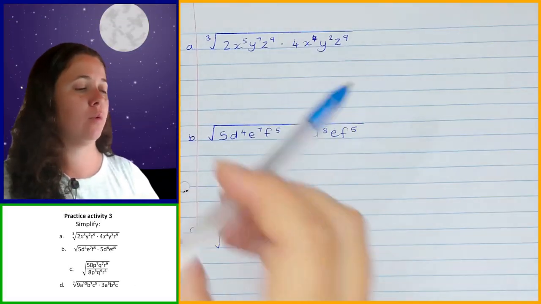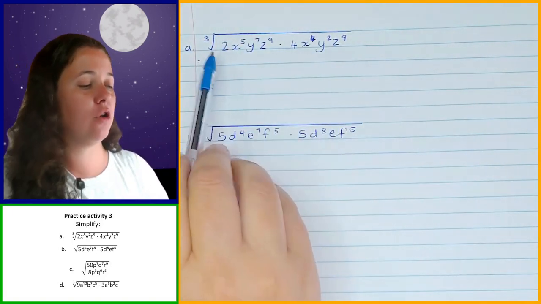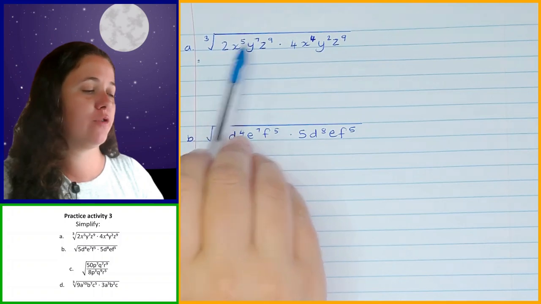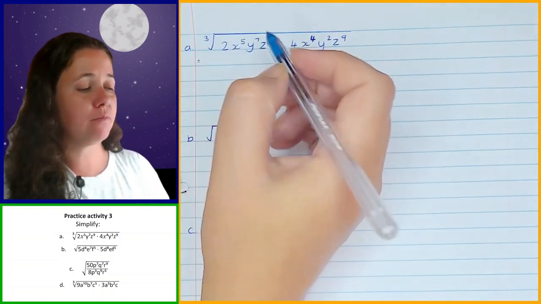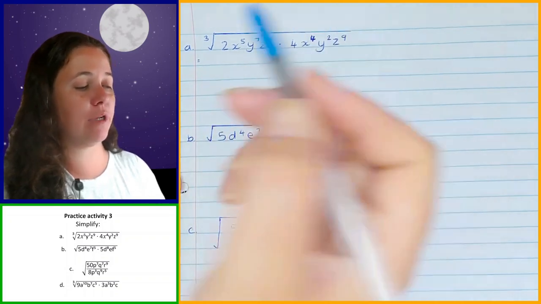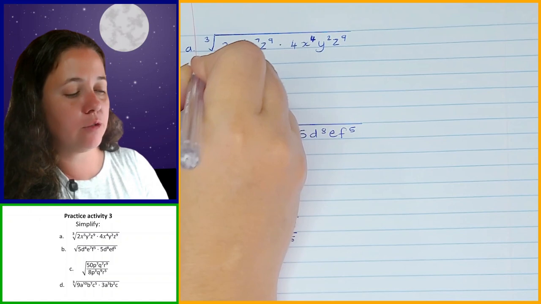So the first one, we're working with the cube root. So we're going to be dividing by 3, but first, if you look at it, I can't find the cube root of 2 and I can't find the cube root of 8. So I'm going to be multiplying this together. Also, these are not all multiples of 3, so I wouldn't have been able to do that either. So I'm going to be multiplying these together. Let's do it over there.